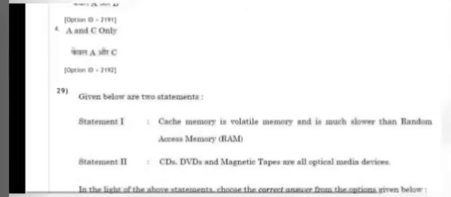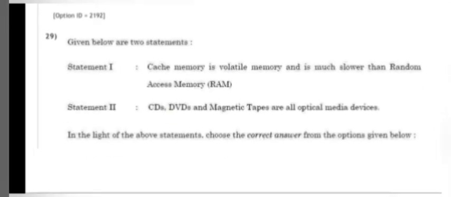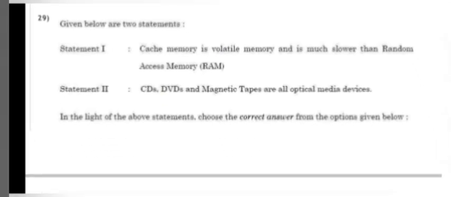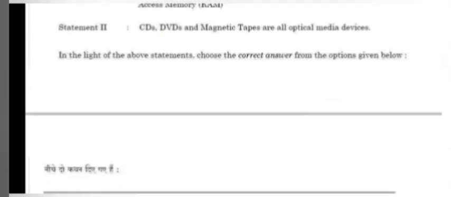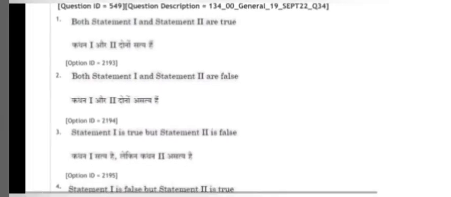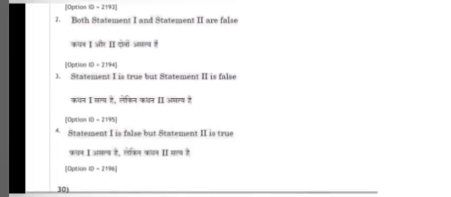That is correct. Next, given below are two statements. One says cache memory is volatile memory and is much slower than random access memory, RAM. Statement 2 says CDs, DVDs and magnetic tapes are all optical media devices. Now choose the correct option. 1 and 2 are true, 1 and 2 are false, 1 is true, 2 is false, 1 is false but 2 is true. It will be 1 and 2 are true. Both are true.